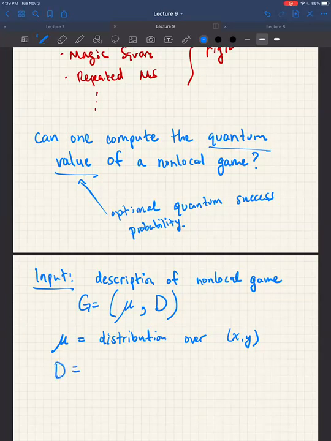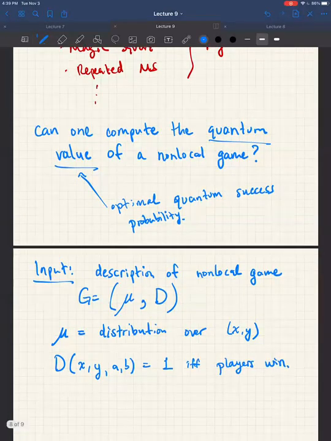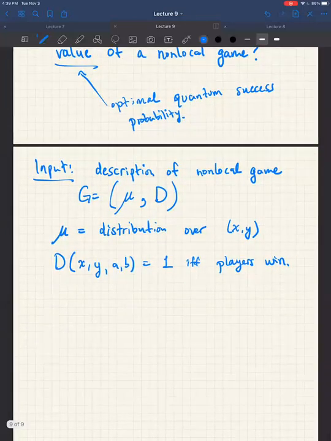And this D is just going to tell you when the players win the game. So it's going to be a function of their questions and their answers. Someone's going to come up with some description of the distribution. They'll just write it down on a piece of paper, and they'll also describe what the rules of the game are via this D. And now you know everything you need to know about the game in principle. You can carry out the game, you can play it with Alice and Bob.